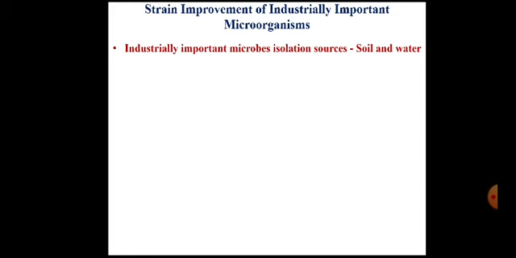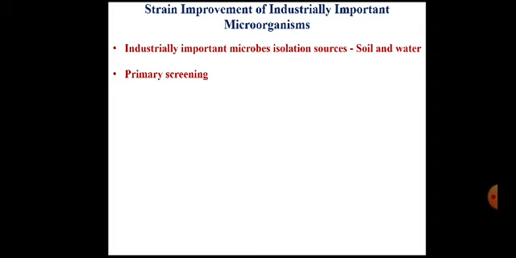Industrially important microorganisms can be isolated from several natural sources, then they can be modified to increase their productivity. So where do they exist, what are the sources of their isolation? In general, these microorganisms are isolated from natural habitats like soil and water. Most of the organisms are isolated from soil and water. There may be other exceptions like oil spill areas, hydrocarbon contaminated soils, anaerobic digesters, compost. So there may be different habitats from where these industrially important microorganisms can be isolated and brought into the laboratory for their further improvement.